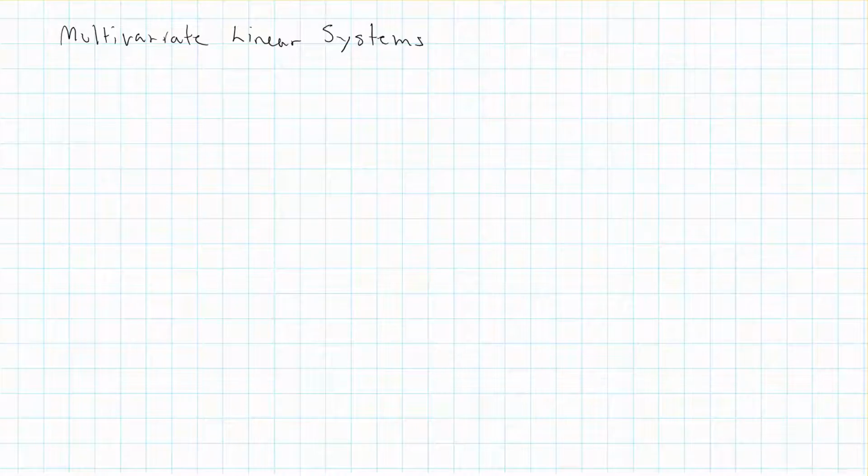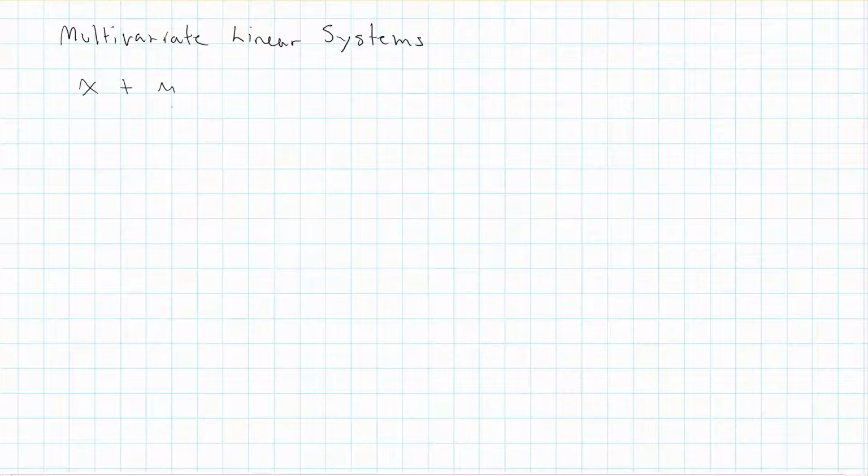Okay, so we're going to continue on with our multivariate linear systems. And as I said, we've talked about the row operations, and in this video I just want to do a couple example problems. So let's go ahead and start off here.